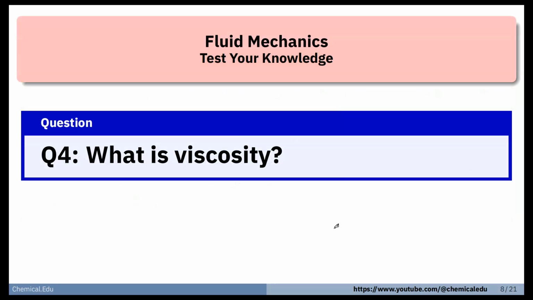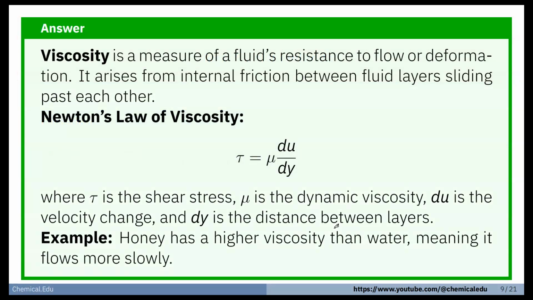Next question, what is viscosity? Viscosity is a measure of fluid's resistance to flow or deformation. It arises from internal friction between fluid layers sliding past each other. According to Newton's law of viscosity, tau is equal to mu du by dy, where tau is shear stress, mu is the dynamic viscosity, du is the velocity change, and dy is the distance between the layers. So here du by dy is velocity gradient and tau is the shear stress. Honey has a higher viscosity than water, meaning it flows more slowly.